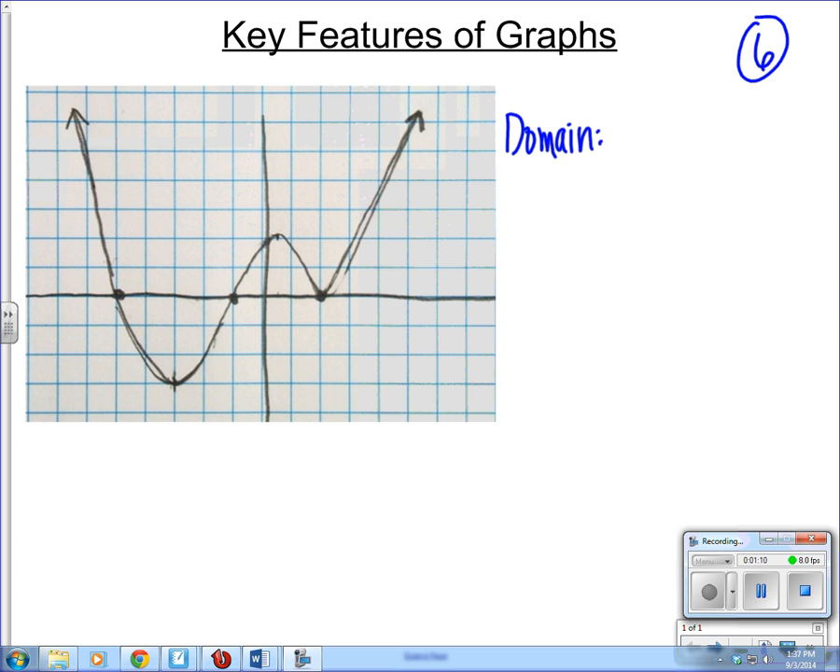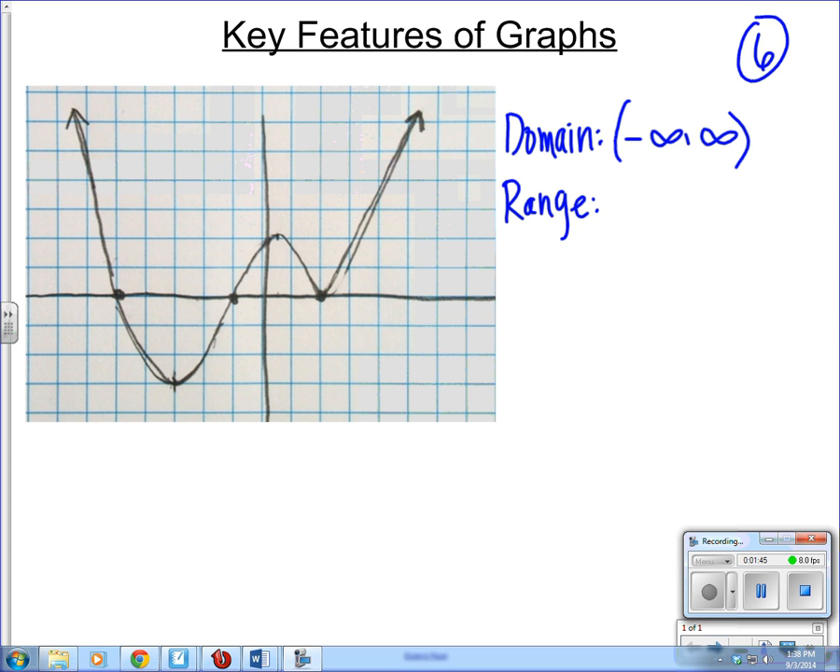Yes, it will, okay? Because it will keep expanding to the left and keep going to the right. So the domain is going to be everything, which we write as negative infinity to infinity, okay? The range is our y values. So does this function, is there ever a point that it will never go below or above on the y-axis?